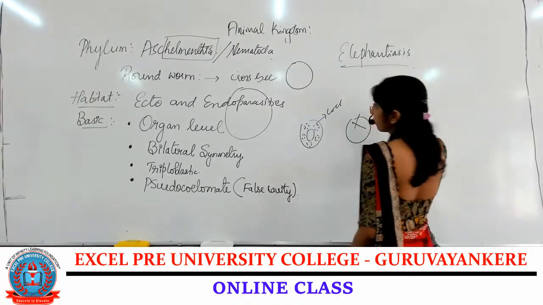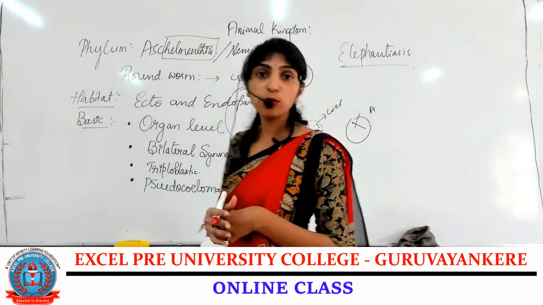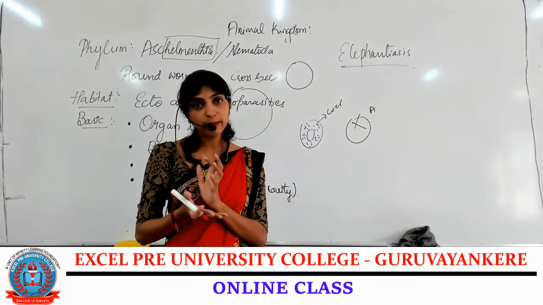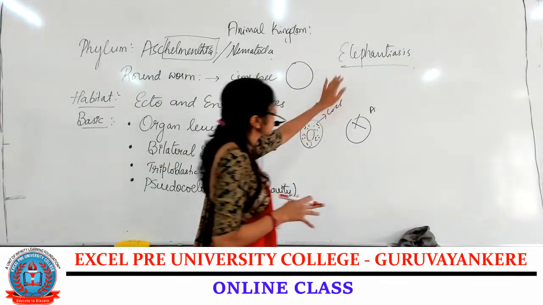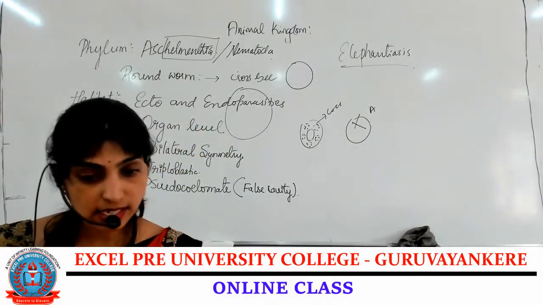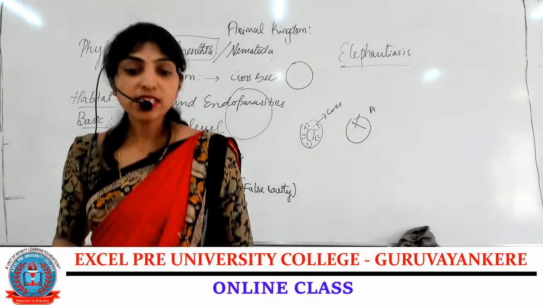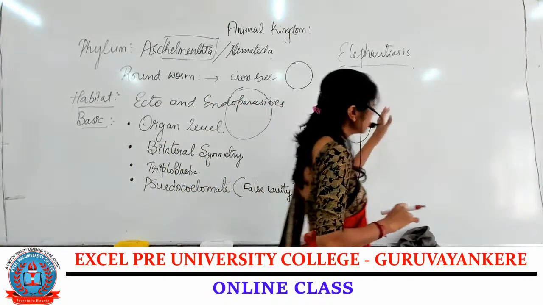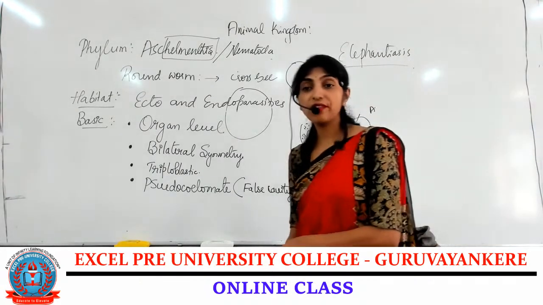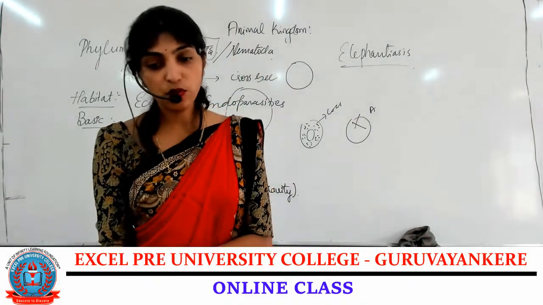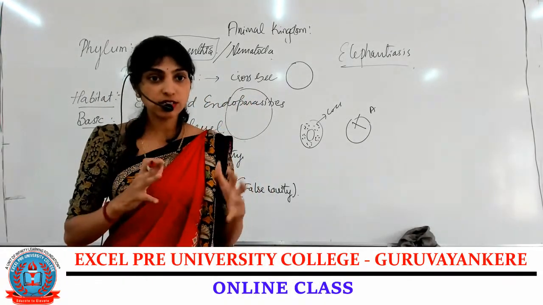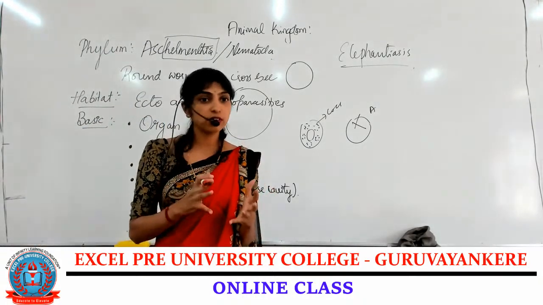I have told you they are ecto and endoparasites. In human beings, there is a nematode worm called Wuchereria bancrofti, the filarial worm, which causes elephantiasis. Generally, the filarial worm may be present in the intestine, and it causes elephantiasis. Elephantiasis is nothing but enlargement of the leg muscles. It generally causes infection in the legs. We call it elephant foot.